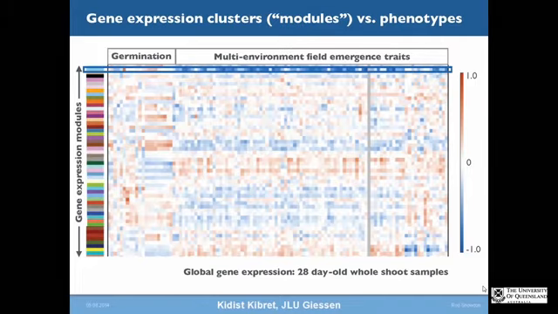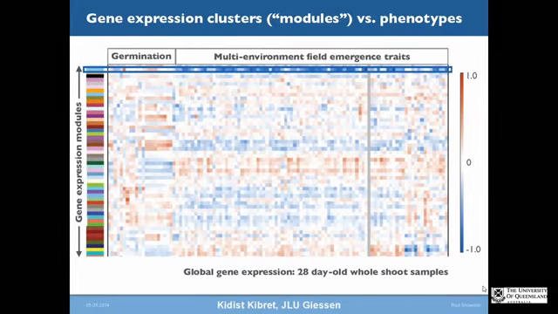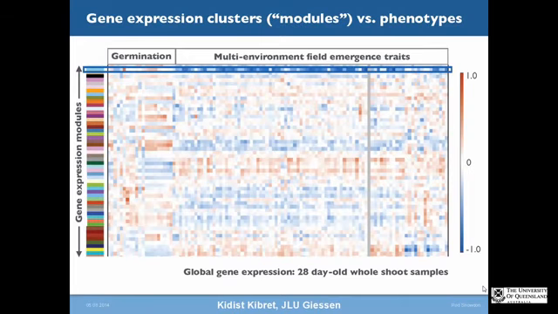Interestingly, if you look on the left here to the germination traits, there's one box which is dark red. This is the one which I said before has a strong correlation to the field traits. In this case, we have a negative correlation to the gene expression, but it's again confirming that this particular module is something of interest to us.